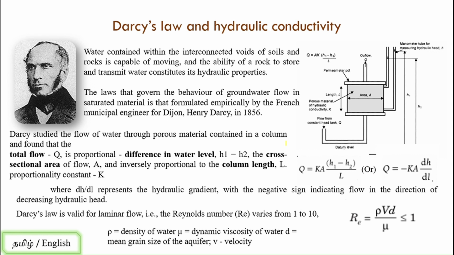When you are dealing with limestone caverns, as you might study about the caves, stalactites, stalagmites, all such features in limestone, right? The water flow in those regions can also be called groundwater, but the Reynolds number there will be more than one. So this formula or this derivation is not applicable for such a kind of flow. Okay, is that clear? Okay.